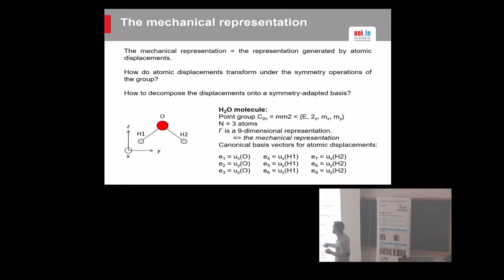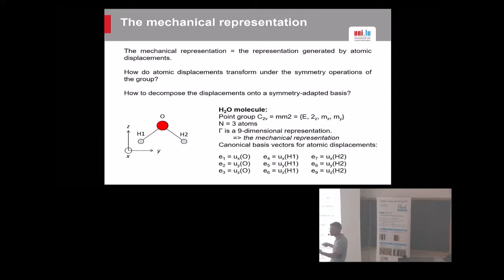And also, how can I decompose the displacements onto a symmetry-adapted basis that I will construct with the help of the irreps? So here, for simplicity, I'm going for the water molecule because it has the advantage of being kind of low symmetry, right? It's not the best for us probably, but we'll have examples with perovskites also later. So for the water molecule, point group mm2, you know, there's a pattern, I've been using mm2 since the beginning. 3 atoms, so that's 3 times 3, 9 degrees of freedom.